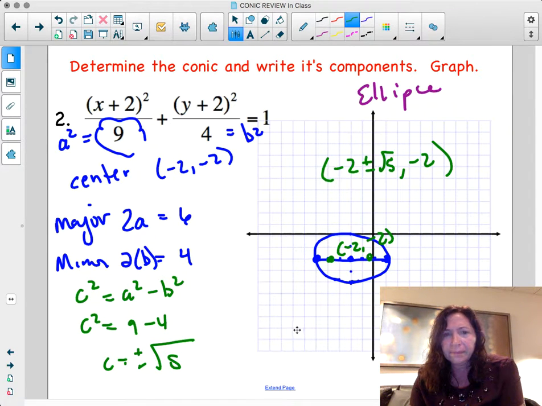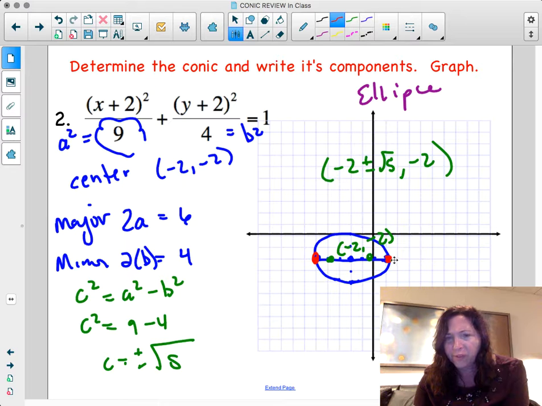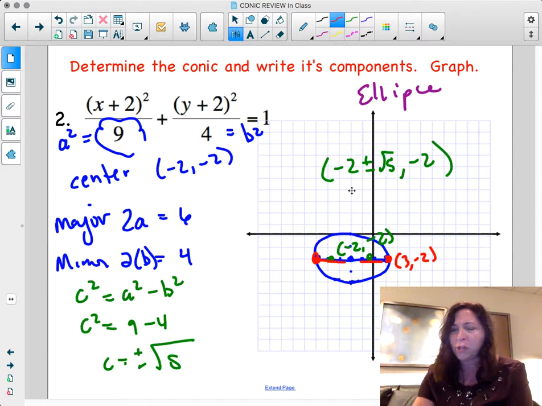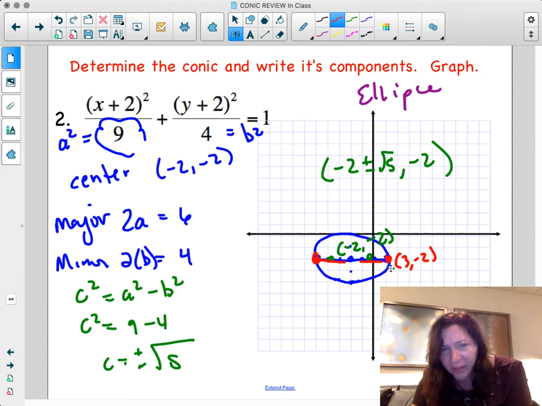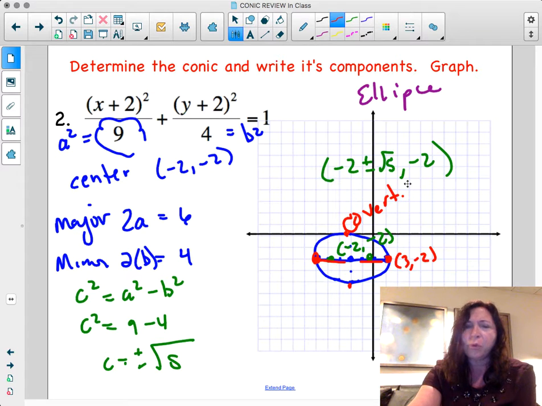Just a note: if you get a question asking for the points of your vertices, the vertices are all the ones on the major axis. So if you went 2 to the left and 3 to the right, this point right here would be 3, -2. And then this point also would be another vertex. You have to make sure that you label your points and your vertices. These values up here are your co-vertices. Some people call those endpoints.